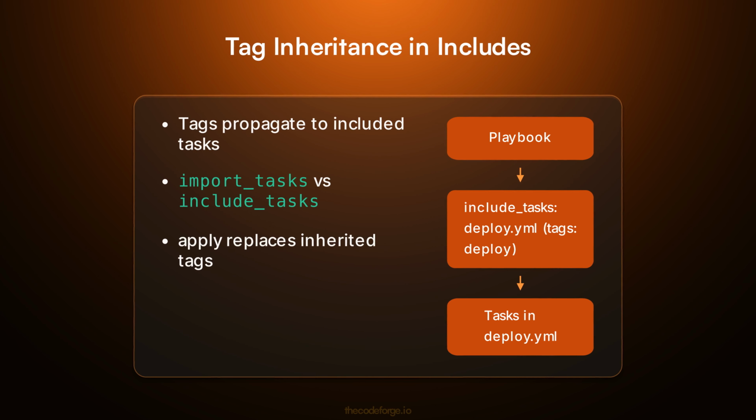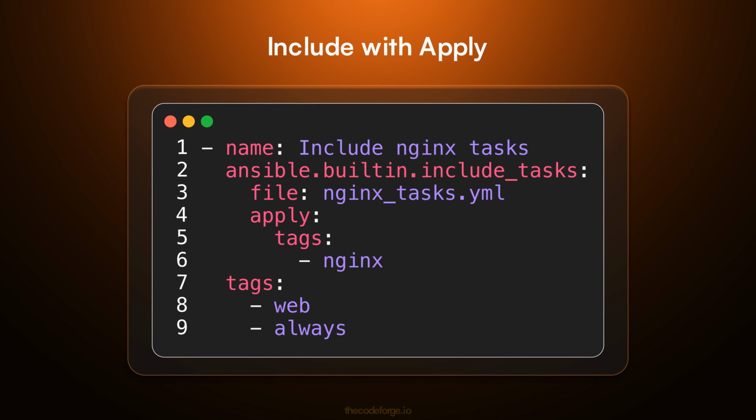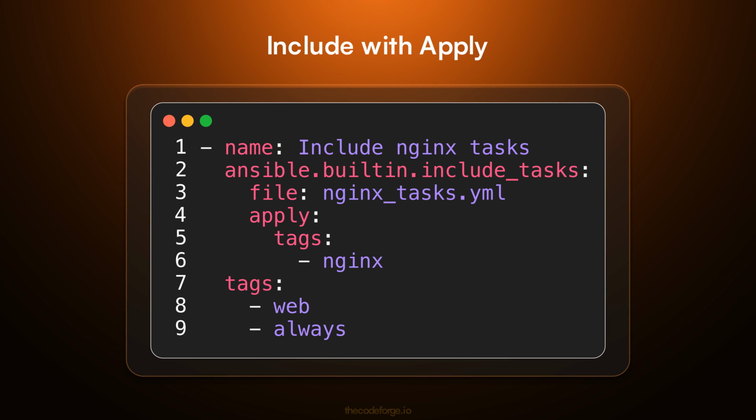When you include or import a file, tags at the include level propagate to all tasks in that file. However, the apply keyword replaces inherited tags. It does not add to them. Here, the include has tags web and always, but apply overrides inherited tags to nginx only. So tasks inside get only the nginx tag.